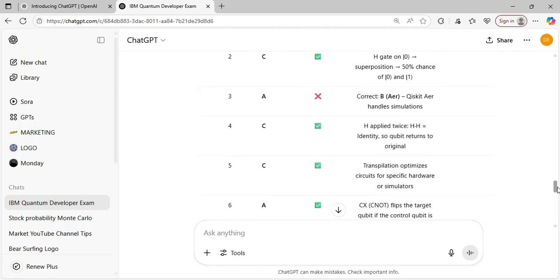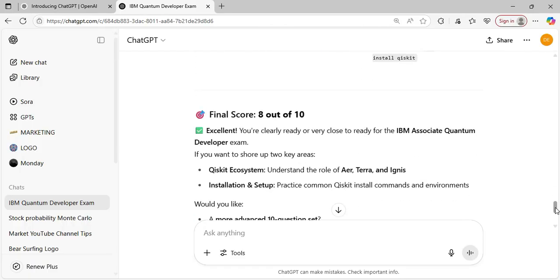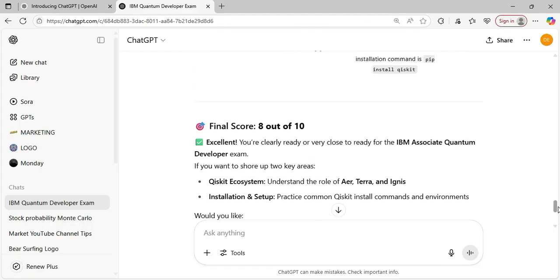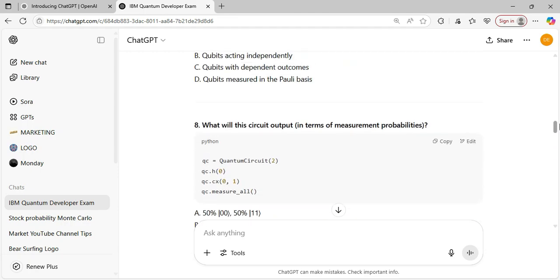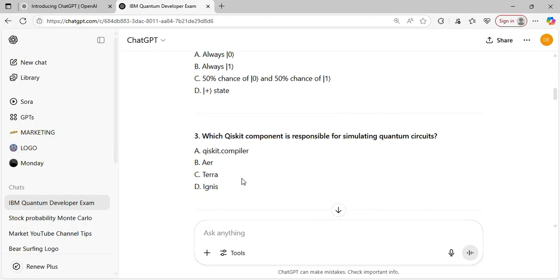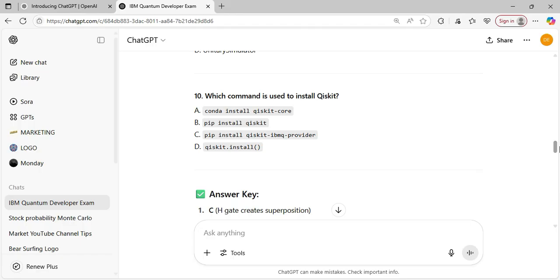So I got 8 out of 10 right. I would have passed the IBM Associate Quantum Developer exam if it had 10 questions. But the exam is actually 60 questions, so it's not really 10 questions. But with this test, I passed it. Number 3 would have been Aer, and number 10 would be pip install qiskit.